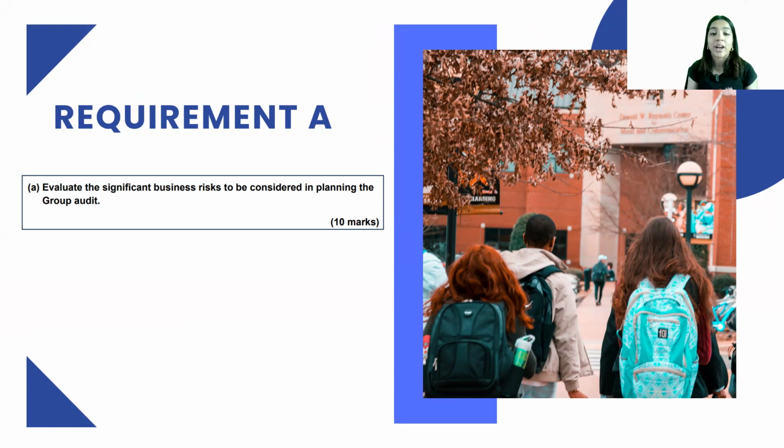Now, let's come to evaluating significant business risk. First things first, significant business risk. Let's say we have 10 business risks in the scenario. It is your professional judgment which business risk is significant. That is where you will get professional marks in the AAA paper, as to whether you decided well which business risk is significant.